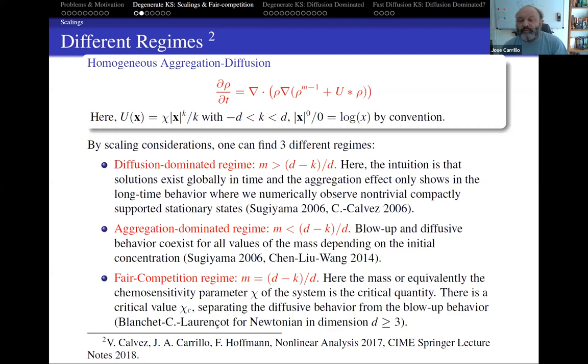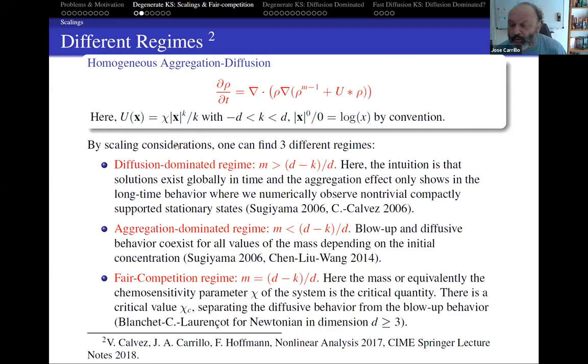So this is precisely the case in which the classical Keller-Segel model lies. It corresponds to k equals 2 minus dimension, and then m is exactly (2d minus 2) divided by d, which in the case of two dimensions is m equals 1, which is the case that Manuel was discussing a week ago.